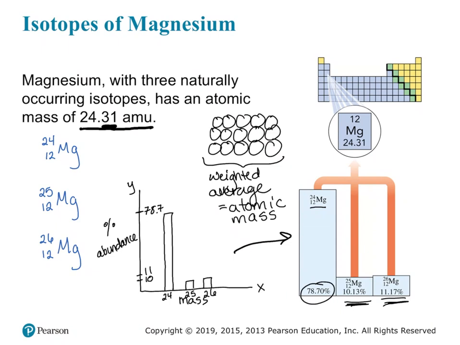All right. So now on a periodic table, underneath the element symbol, you'll find the atomic mass. So if you were wondering what those numbers are, that's the weighted average of a bunch of magnesium atoms, or whatever element you're looking at.